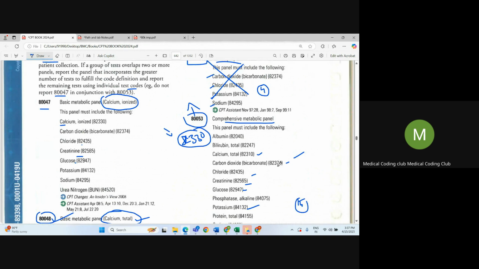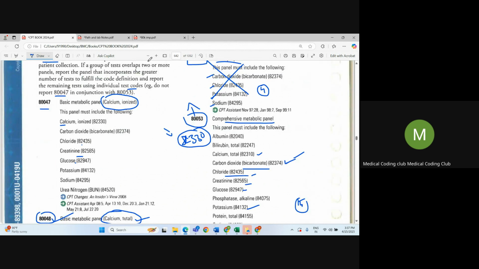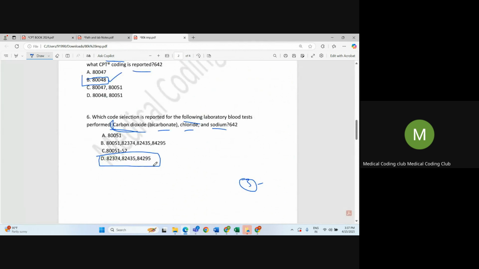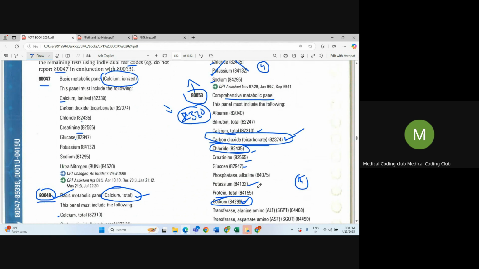82374 carbon dioxide bicarbonate, and same way the other code is chloride. So chloride code is 82435. Okay, and then lastly we have sodium, that is 84295. Okay, so these 3 codes only they performed. Only 3 tests they have performed. So for these 3 tests you cannot put any panel code. Okay, so that's why you will code all these 3 tests individually.